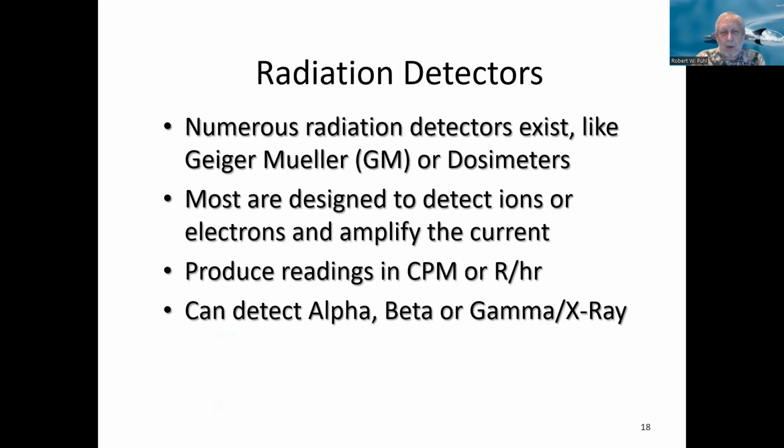Radiation detectors: numerous radiation detectors exist, like Geiger-Müller or dosimeters. Most are designed to detect ions or electrons and amplify the current. They produce readings in CPM or R per hour, and can detect alpha, beta, gamma, or X-rays.